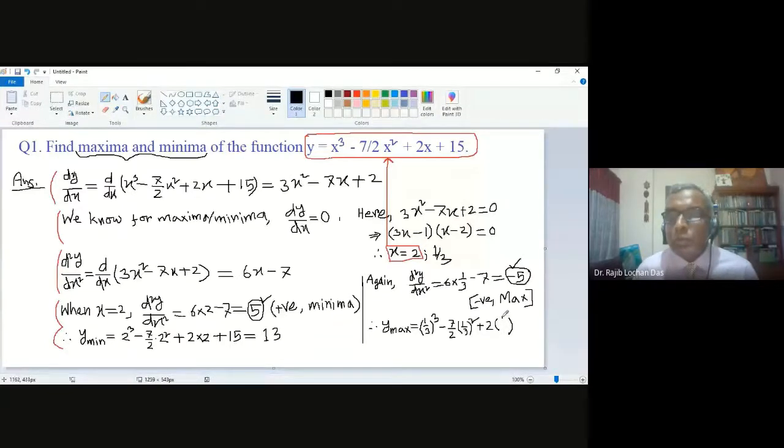Every time you will put the x value, and then finally you will get the answer. So what will be the answer in this case? You can do the calculation. So it is 1 by 27, and it is 7 by 18. Okay, and 2 by 3 and 15.